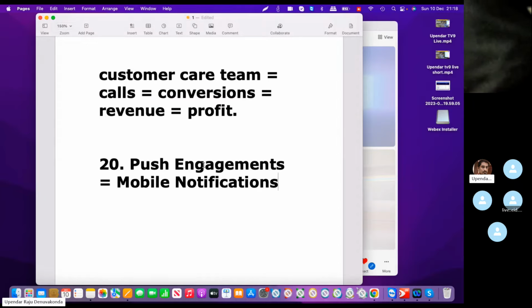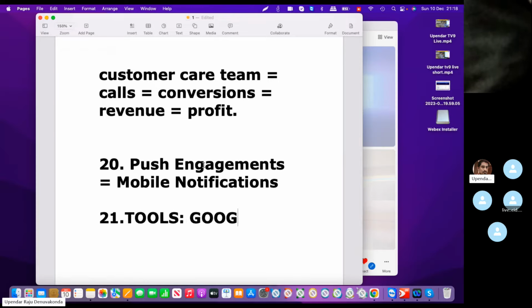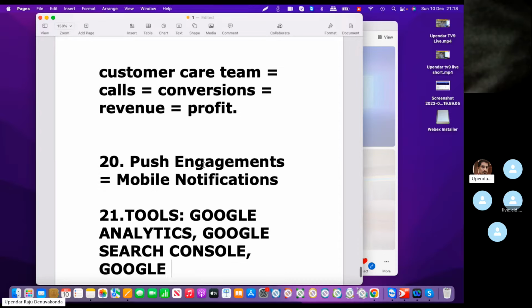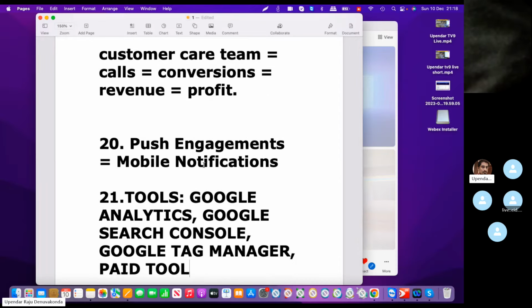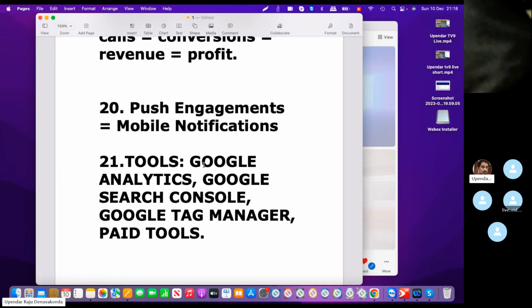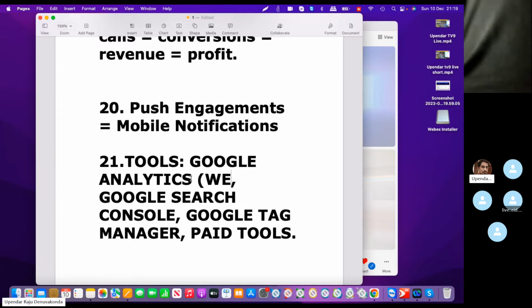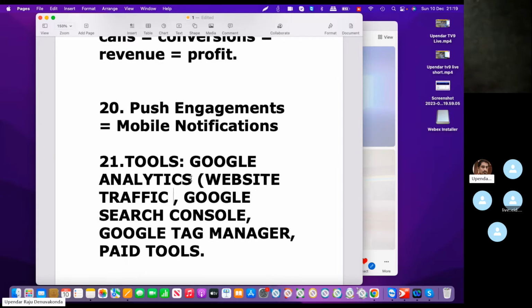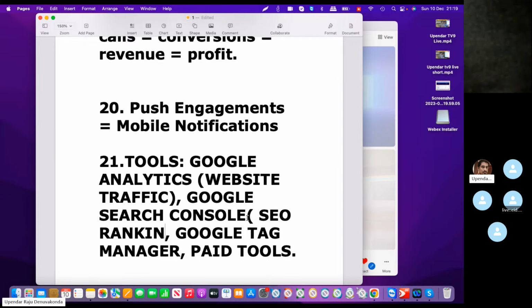You can still implement these push engagements, and finally, 21, different tools you would be learning. I'm just giving three tools here: Google Analytics, Google Search Console, and Google Tag Manager, and other paid tools. There are different paid tools that we would be discussing in coming classes. But apart from that, there are the three most important tools from Google. The first one is Google Analytics, which would help you find out your website traffic, and Google Search Console. I'm just giving their benefit, but going forward, you would be learning how you can integrate these tools, and all these tools are free of cost. So SEO ranking positions.